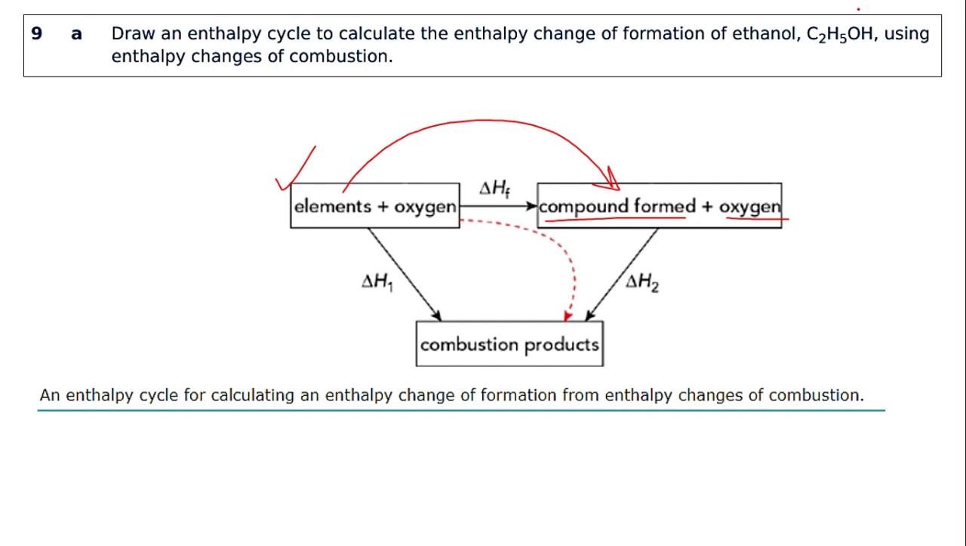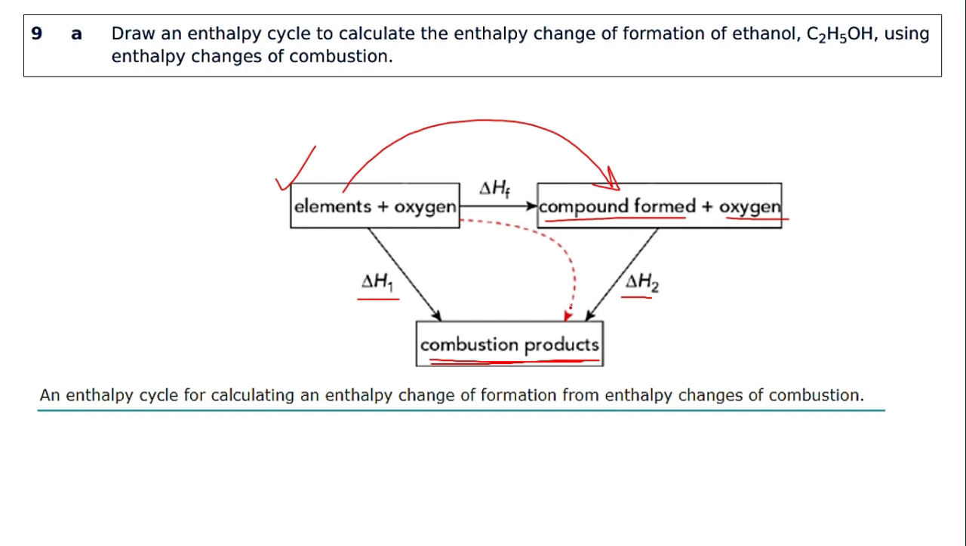And then elements directly can go into the combustion product. Here at the end, we will be writing the combustion product. And combustion products are carbon dioxide and water, in the ethanol case. So we will be writing them. Elements can change into combustion product directly. It will be delta H1. So elements are changing into compound and then this compound can change into combustion product. So this will be delta H2 and this side is an indirect route. You can see this red dotted line.